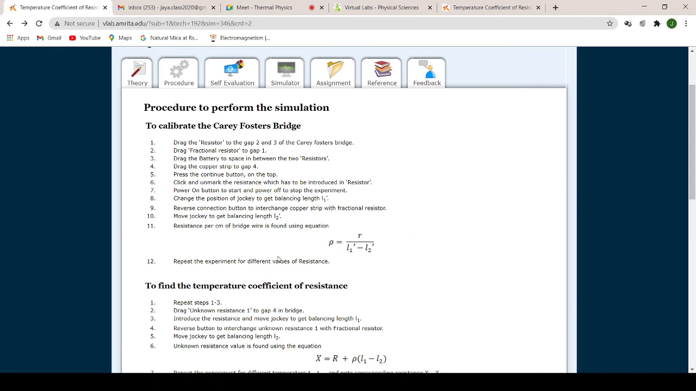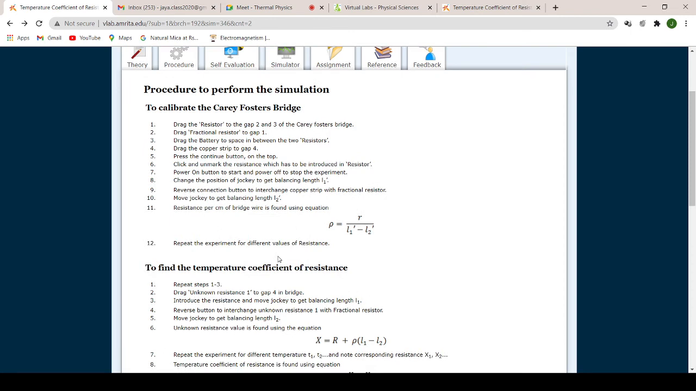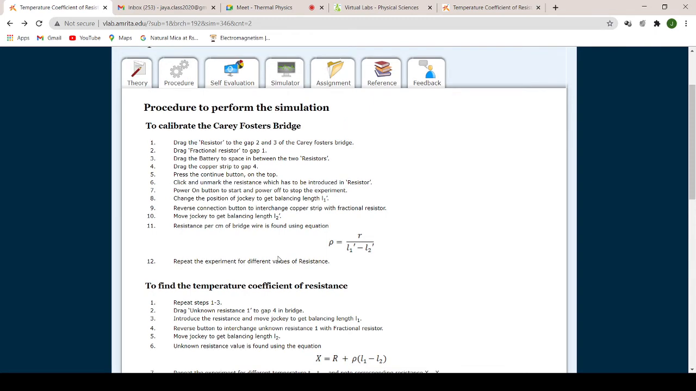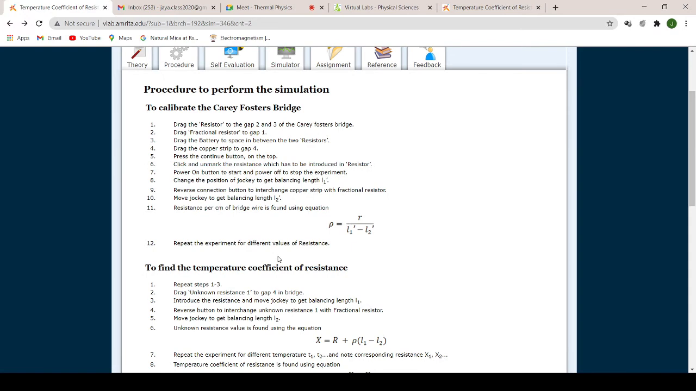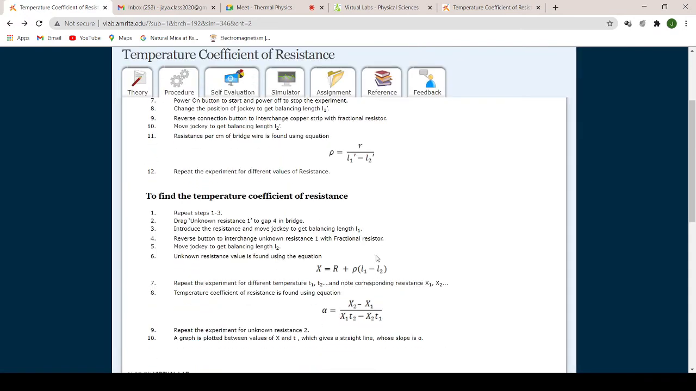So, this is your first part of the experiment where you calibrate the Carey-Foster's bridge. Everybody is clear with this? Yes, ma'am. Okay, the experiment is big even in the lab as well as in the virtual lab. But in the virtual lab, there are fewer chances of going wrong when compared to the physical lab. Okay. So, you try it out.